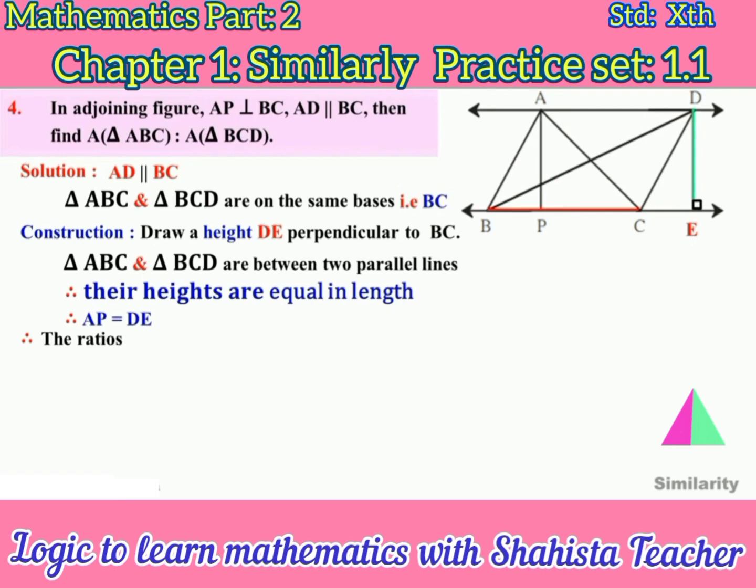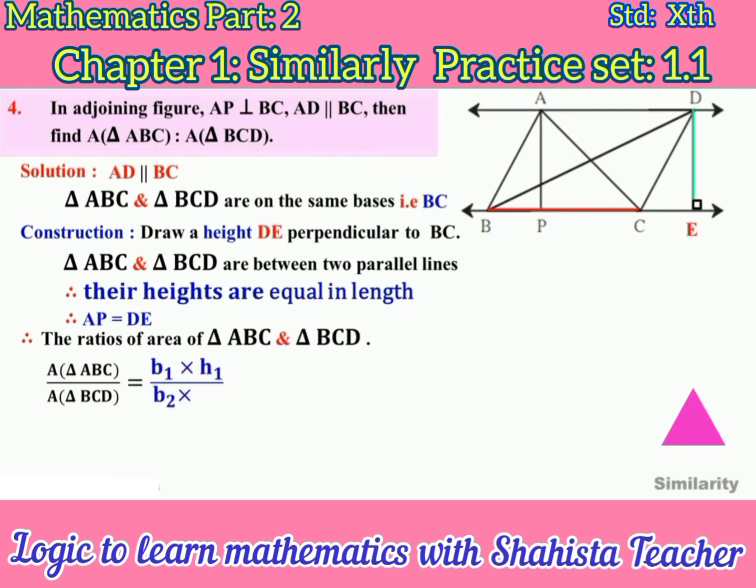Okay, so here the ratio of the area of triangle ABC upon the area of triangle BCD is equal to base 1 multiplied by height 1 upon base 2 multiplied by height 2. Now at this stage, B1 is BC and H1 is AP. B2 is BC and H2 is DE. We have to write this information from the question. So from this diagram, BC multiplied by AP upon BC multiplied by DE.